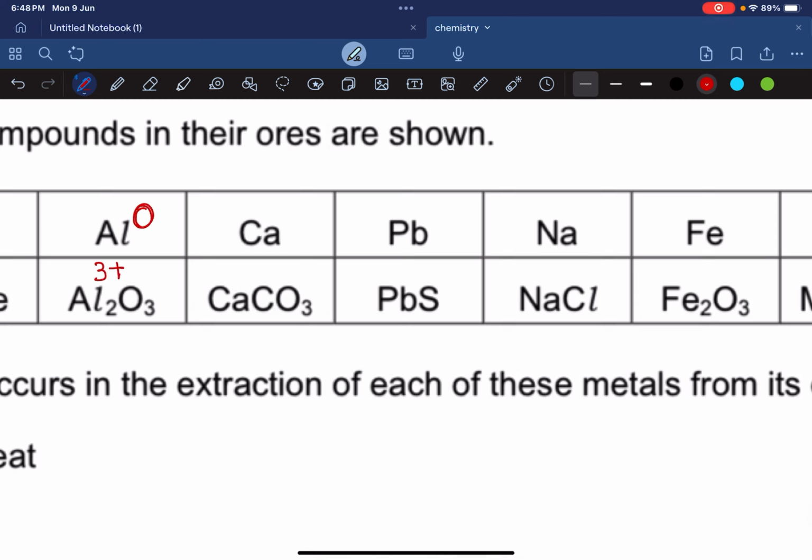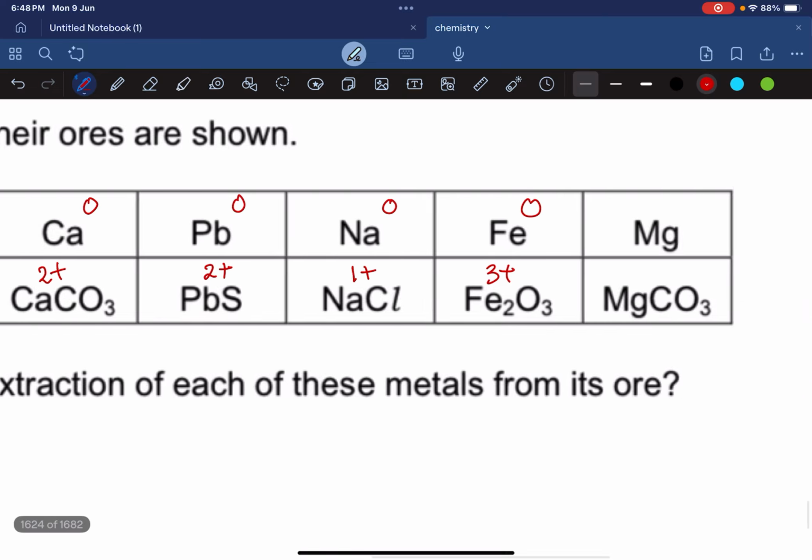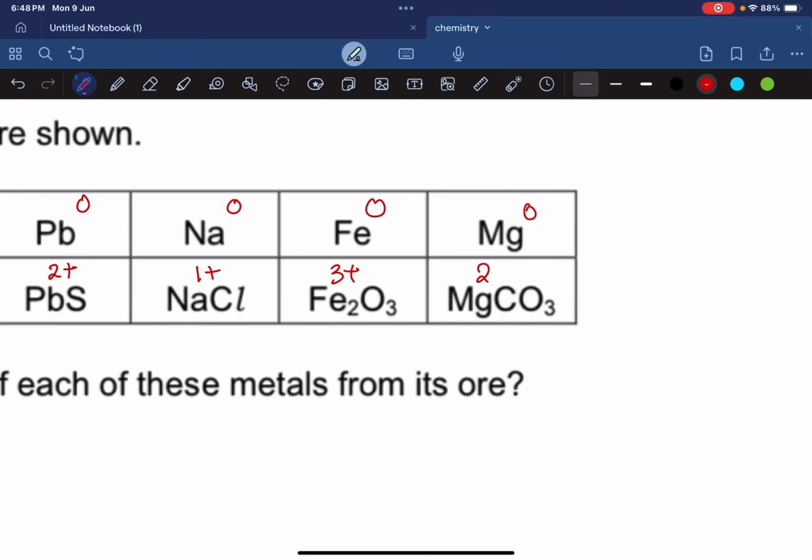3 plus. Over here calcium is 0. Over here calcium is 2 plus. Lead is 0. Lead is 2 plus. Sodium 0. 1 plus. Iron over here is 0. Over here it's 3 plus. Over here magnesium is 0. Over here magnesium is 2 plus.